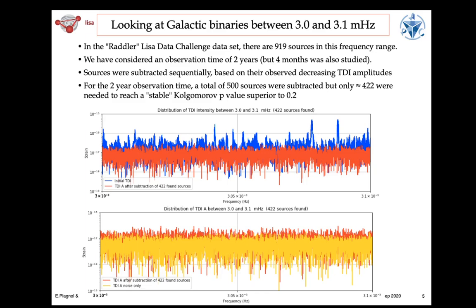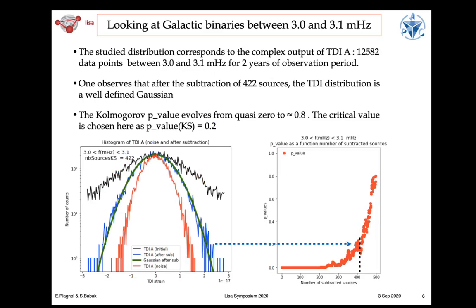We can look a little bit more in detail. The data that we've been looking at is made of the complex output of TDI-A. It has around 12,000 data points between 3 and 3.1 millihertz, corresponding to a two-year observation period.